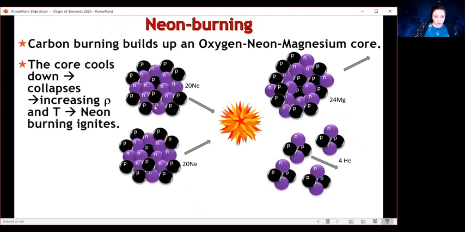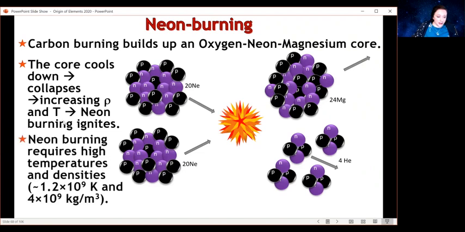This happens as you have the core collapse and heat up. Again, this happens after each subsequent set of fuel is used up. So after the hydrogen is used up, the core collapses and heats up, gets hot enough, and helium can fuse. And then that gets used up, and it collapses and heats up, and then carbon can fuse. And then this time it is neon that can fuse. From the neon, we're going to get lots of magnesium. Now, to get neon to burn, you need very high temperatures, higher than we needed for helium or for carbon.